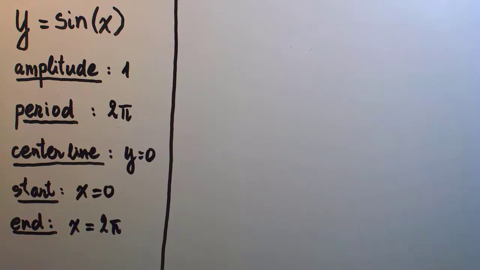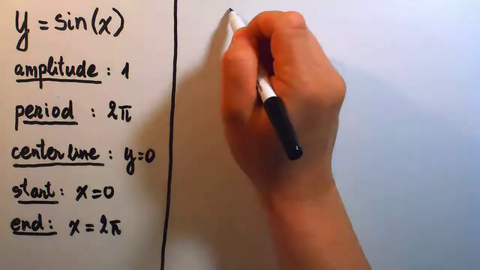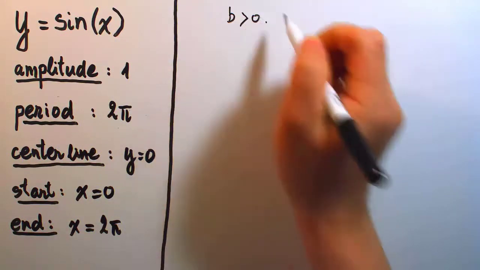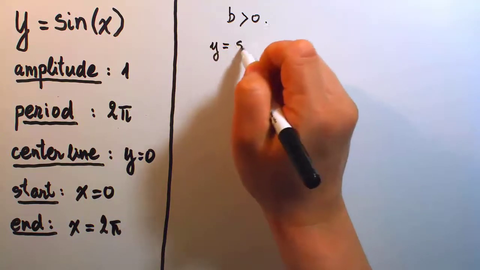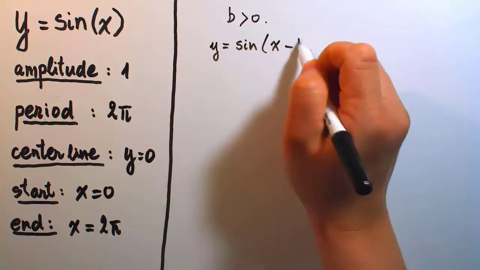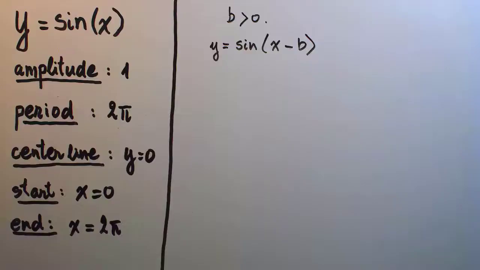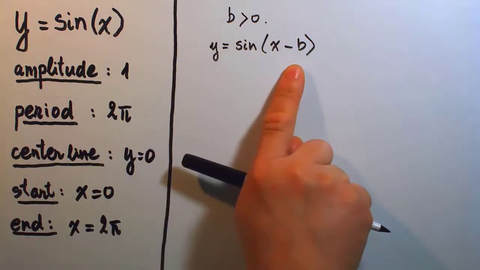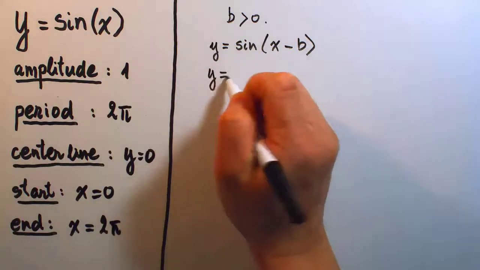Alright, and so the next transformation we want to learn now is, let's start out with having a b value being a positive value. And now we would like to study the transformation where our sine function takes the expression x minus b instead of the usual x right here. So to study and observe how this expression changes from our original sine of x, let's look at a little demonstration example right here.